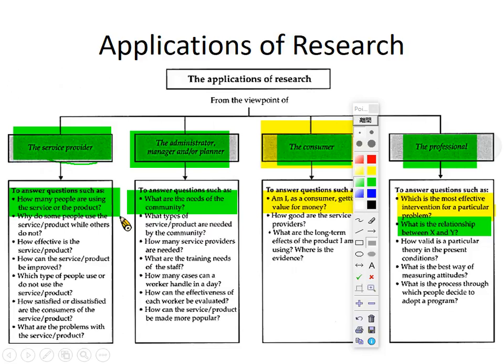And how effective is the service or product, and so on. So imagine this: when we do research, the findings can help us in many different ways.